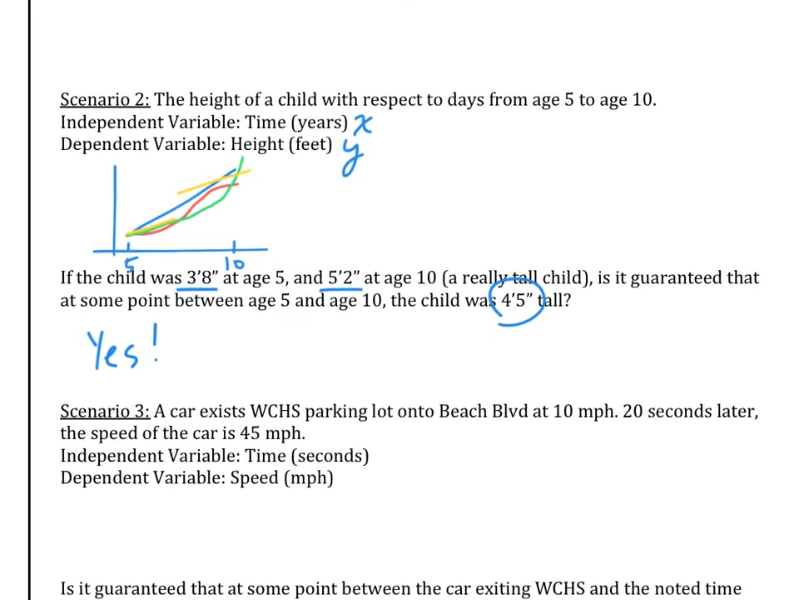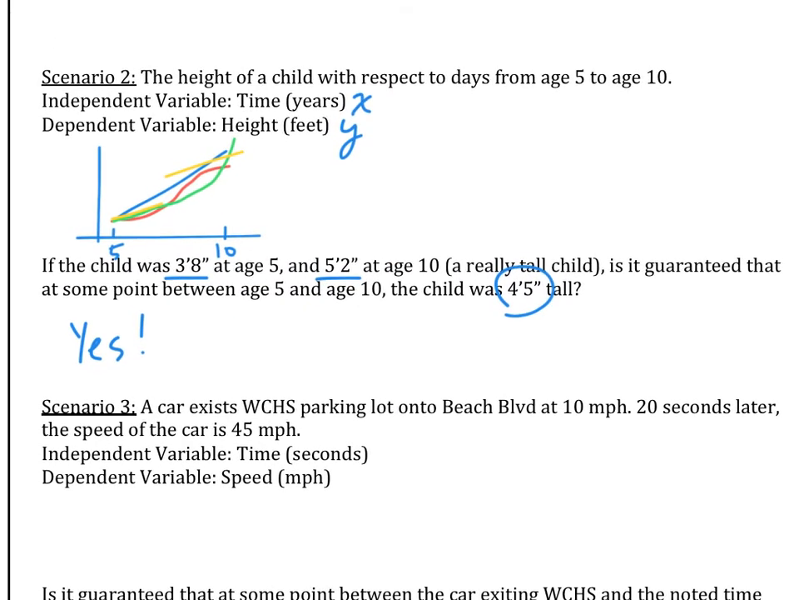All right, let's say scenario 3. A car exits WCHS parking lot onto Beach Boulevard at 10 miles per hour. 20 seconds later, the speed of the car is 45 miles per hour. So you're going to draw a graph. Independent variable is time. The dependent variable is speed. So go ahead and draw this car. How would this graph look like?